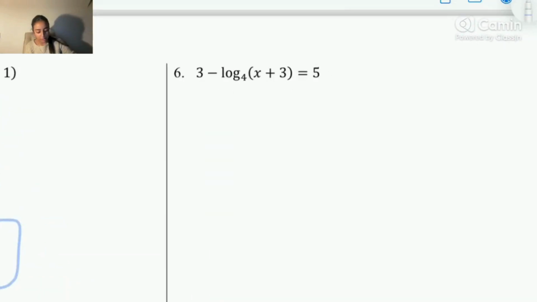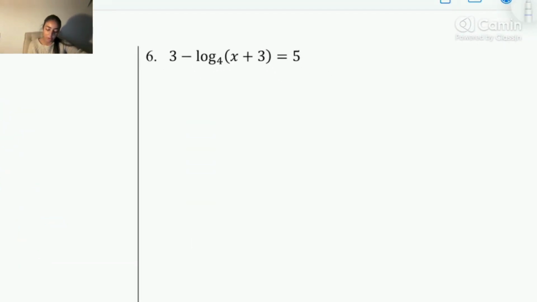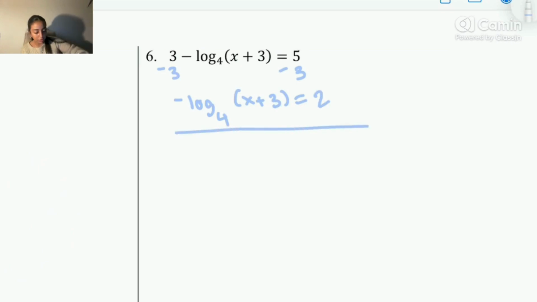Okay, now for this next one, we see 3 minus log base 4 of x plus 3 equals 5. So the first thing I'm going to do is get rid of this constant, so I'm going to take 3 from both sides. So now we have negative log base 4 of x plus 3 equals 2. Then I'm going to divide both sides of the equation by negative 1 to get this negative out of the log. So now we have log base 4 of x plus 3 equals negative 2.